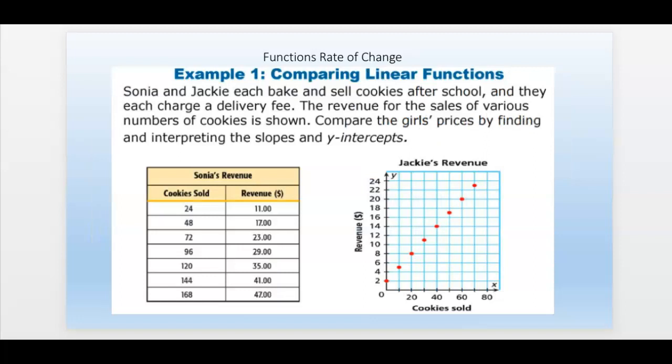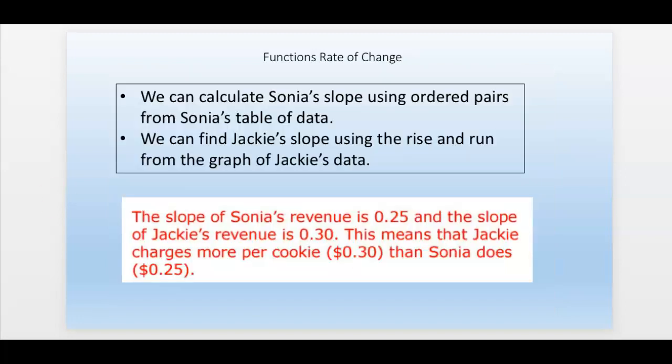We have 2 examples here, and we can compare these by taking 2 points. Let's say we take this point right here, 60, 20, and this point right here, 28, and find the slope, the rate of change. We can do the same thing with these. We can take the 24 and the 144, and the 11 and the 41, and calculate using the ordered pairs.